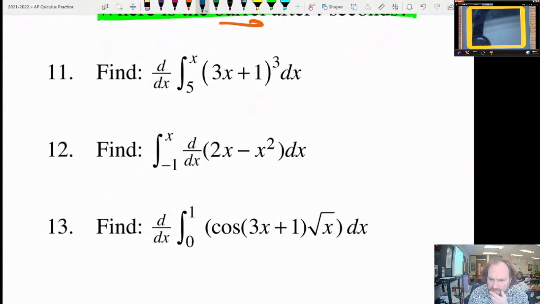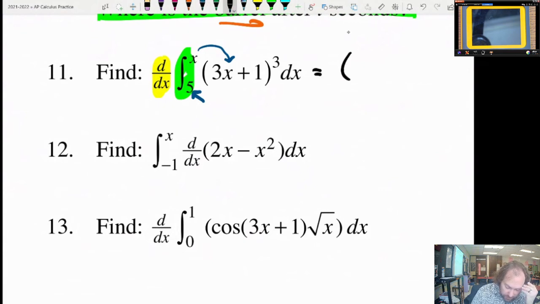11 is going to harken right back to the fundamental theorem of calculus that we talked about a minute ago. We're doing the derivative of an integral, and those things are opposites of each other. The cool thing is that this doesn't actually do anything. The number 5 doesn't matter at all. It's just a constant. We're talking about how this thing is changing. So what we're really going to do is plug x into the function, which is already there. So the answer here is just going to be 3x plus 1 to the third power. That's it. There's nothing more to say about it. The derivative and the integral cancel each other out.